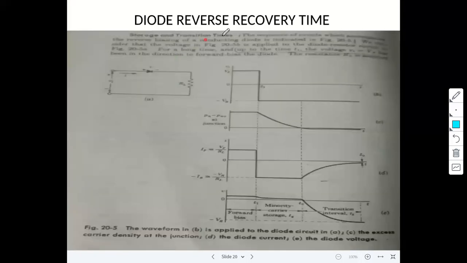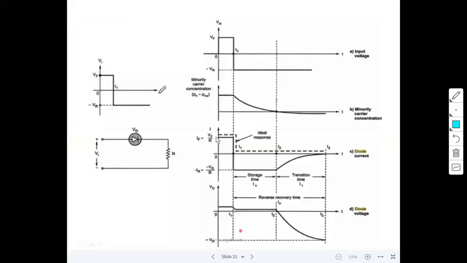And coming to the diode reverse recovery time, this is important. Why? Because this one is large compared to forward recovery time. Now this is the input signal here. Now we observe here. This is the forward voltage enough to keep the diode in forward bias, whereas the negative voltage keeps the diode in reverse bias.